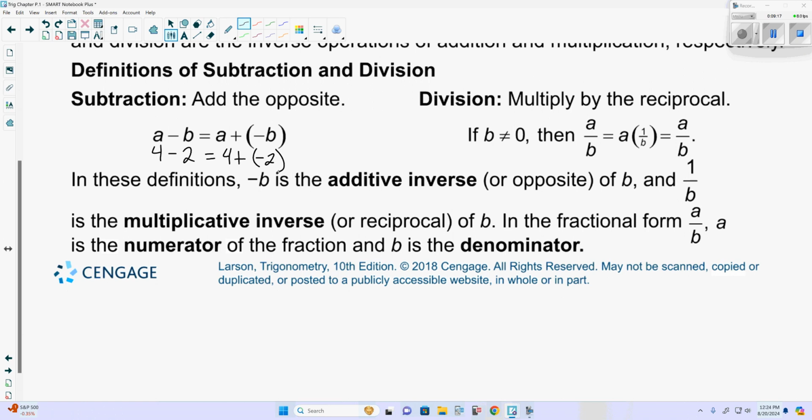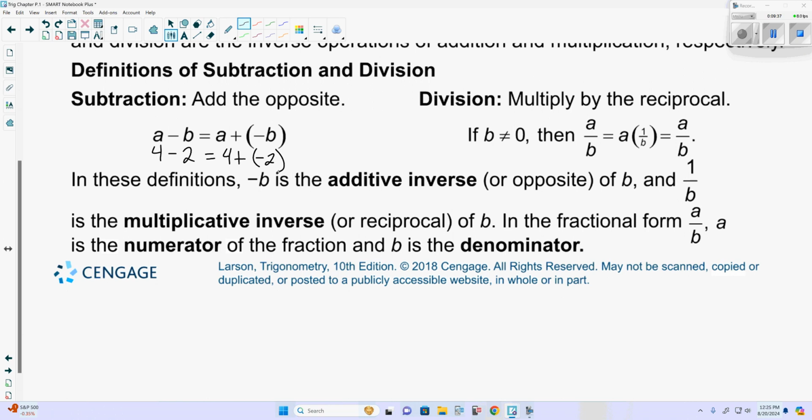So I could subtract 2 from it, or I could add negative 2. Same thing, yes? When they thought about negatives originally, they didn't think of them as negatives, they thought of them as the opposite. We're adding the opposite. But that's all that is. In this definition, negative b is the additive inverse, or opposite of b.